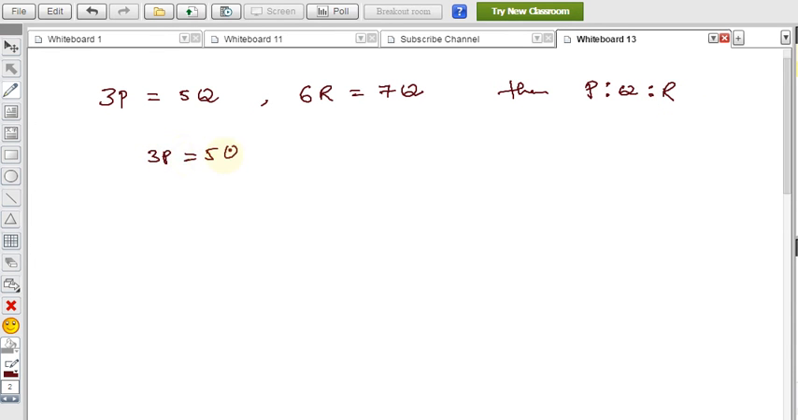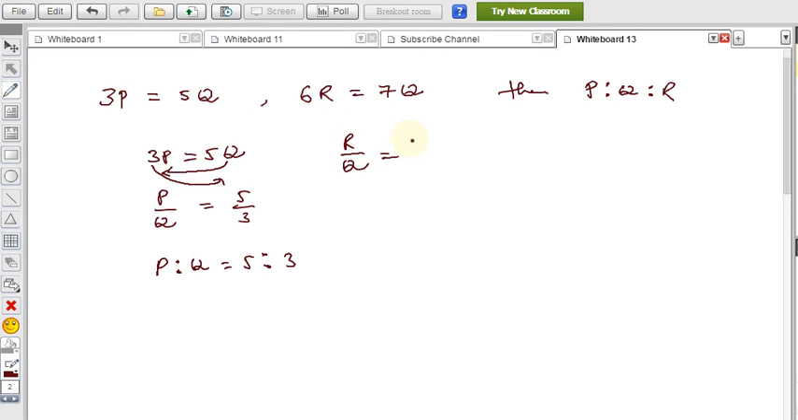3p is equal to 5q, so p by q is equal to 5 by 3. Just interchange, q will be on this side and 3 on the other. So 3 is multiplied; if you take it to the right side it is divided. p by q is equal to 5 by 3, then p is to q is equal to 5 is to 3. Similarly, for q and r, r by q is equal to 7 by 6.